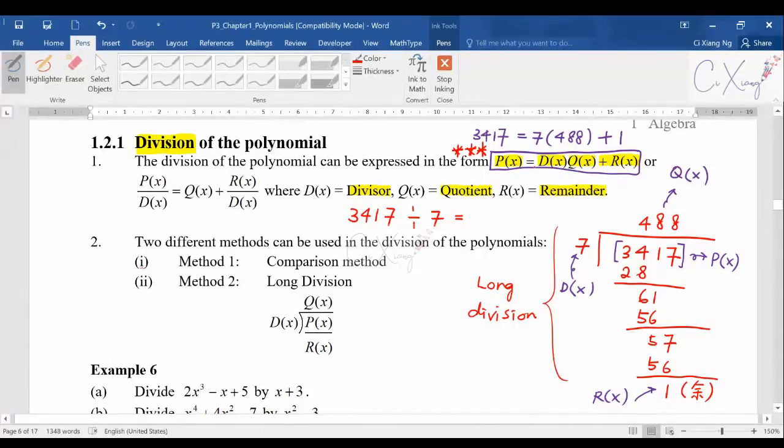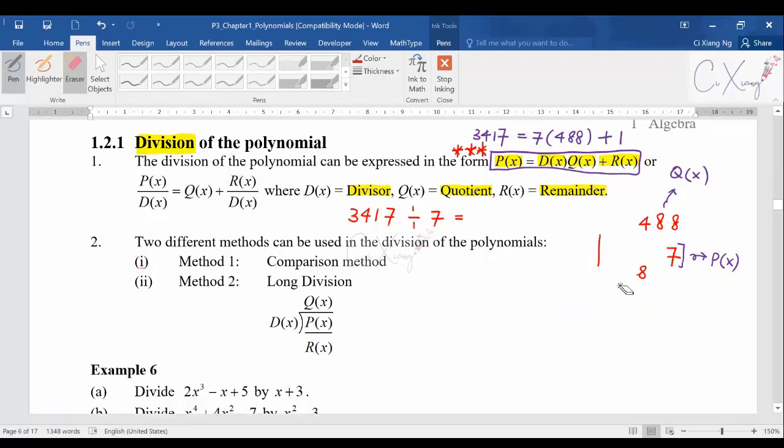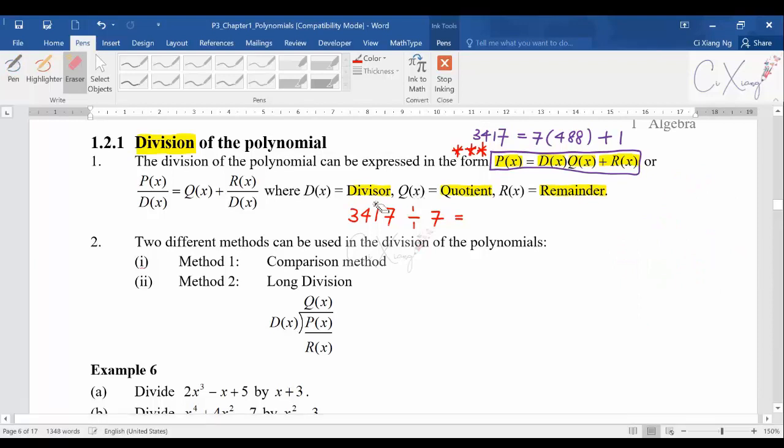So p(x) equals d(x) q(x) plus r(x). For those who are from English schools, no problem, you should know what is quotient and what is remainder. But for those who are from Chinese school, I believe that you might need to know all these terms here. I hope that you already understand the meaning of p(x), d(x), q(x), and also r(x).